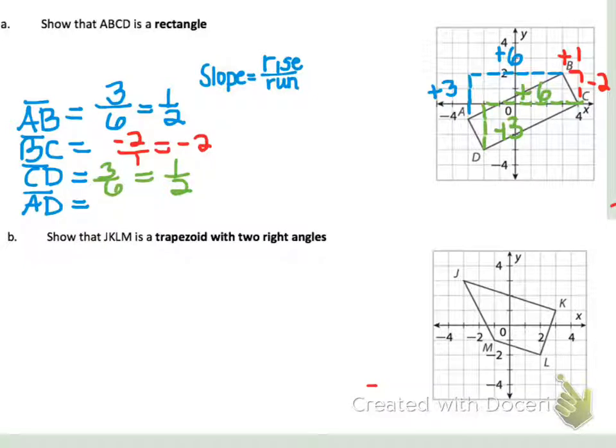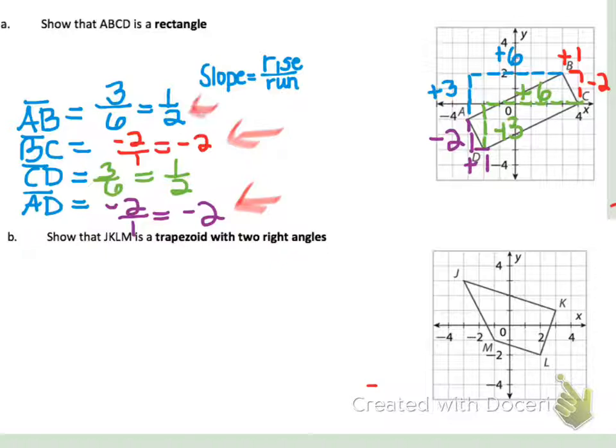And then finally AD, so I'm going to do another color here. This one, I'm going to go from A to D, I'd have to go down 2 and right 1. And so the rise is -2 and the run is 1, which makes the slope -2. So we could establish that this is a parallelogram already. We know these opposite sides have the same slope, right? These two sides are -2 and the other two are 1/2, right?